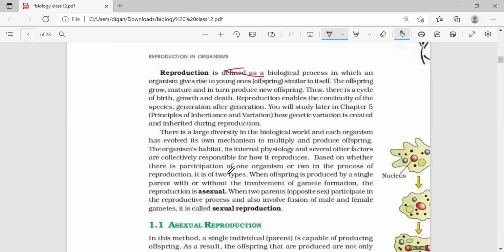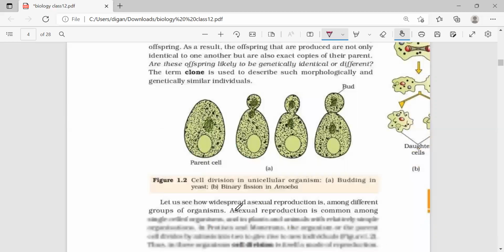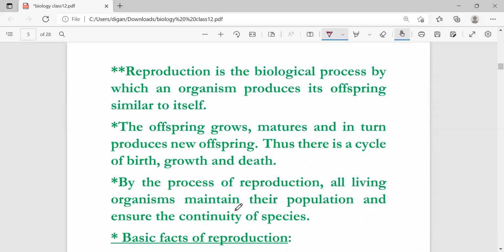And another important point is given here: depending upon whether one parent is involved in reproduction or two parents are involved in the process, reproduction is divided into two types, asexual and sexual. So the summary of this para is written here like this. Look, reproduction is a biological process by which an organism produces its offspring similar to itself. This is the definition of reproduction.